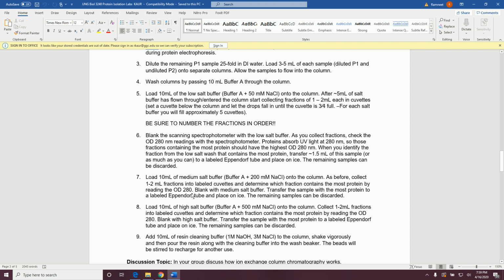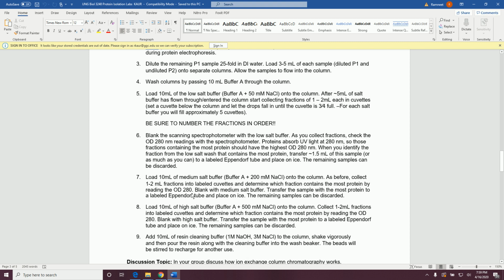Okay. So low salt, medium salt and high salt are just the same buffer with different concentrations of sodium chloride. And sodium chloride is a salt which has two kinds of ions, sodium positive and chloride negative, the chloride anion, which is negatively charged. So when you pass these buffers over the column, the chloride ions are going to take the place of the negatively charged proteins, and the proteins are going to elute from the column.